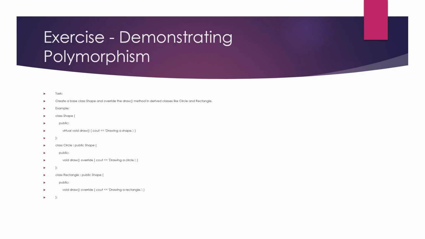Let's practice what we have learned. Create a base class Shape with a virtual draw method and override this method in derived classes such as Circle and Rectangle. When you call the draw method on objects of these derived classes, we expect to see the appropriate output for each shape.